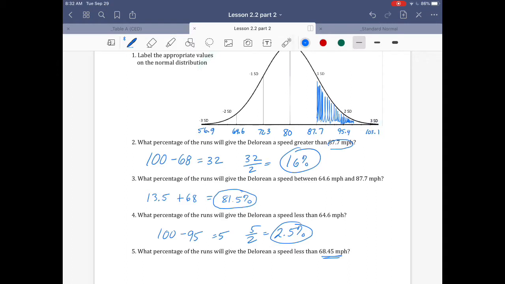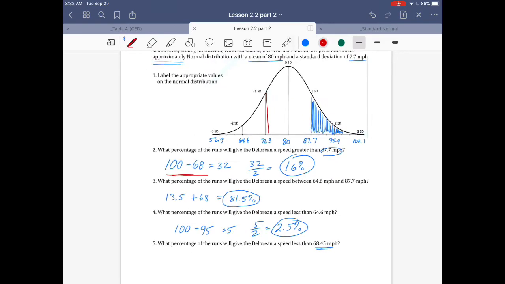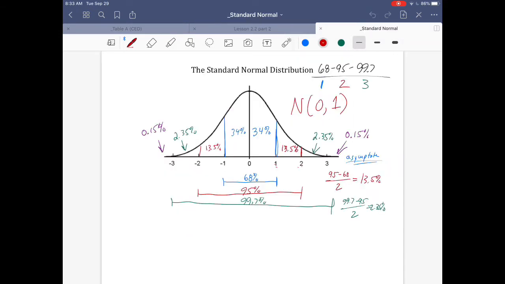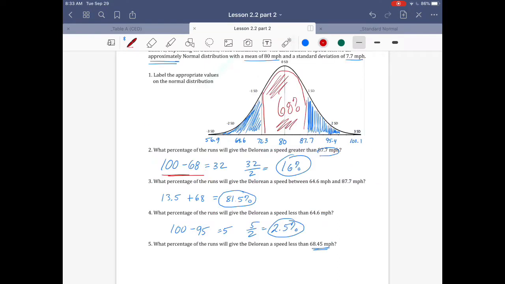So how did I go about doing that? I personally said 100 minus 68. Why did I do that? Well, 68, remember, is right here. So what I was thinking was that if 68 is the red region, then 32 is the blue region, and greater than 87.7 is one half of that blue region. That's how I got 16%. The alternative would have been to add up 13.5, 2.35, and 0.15 to get 16%. Either one of those things would work. So that was number 2.